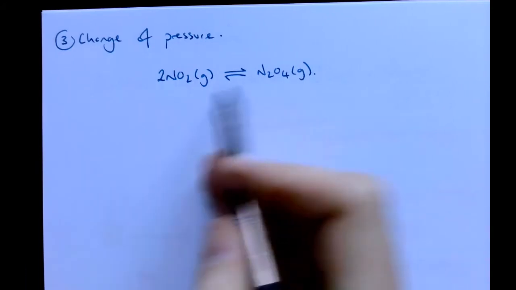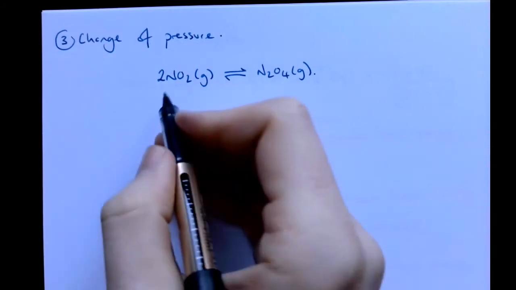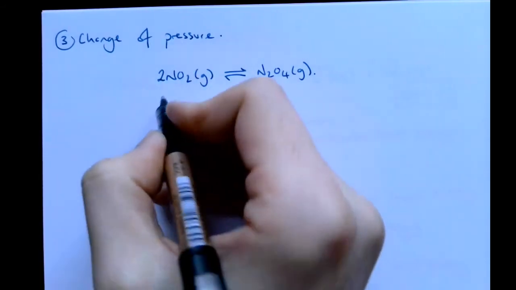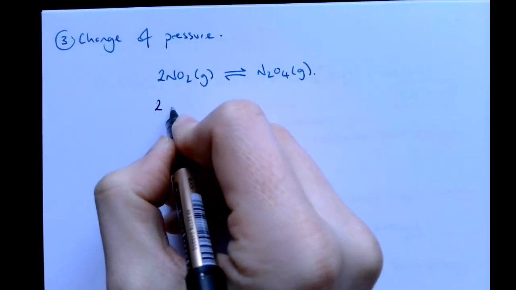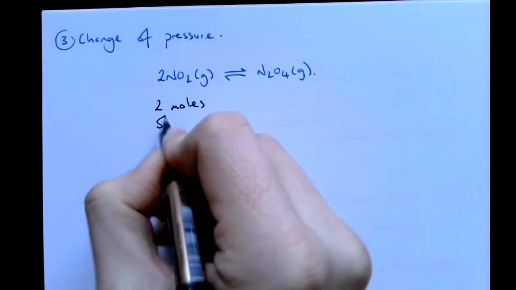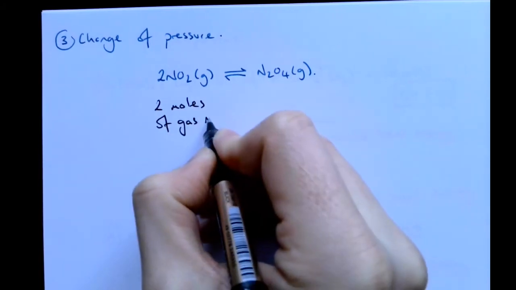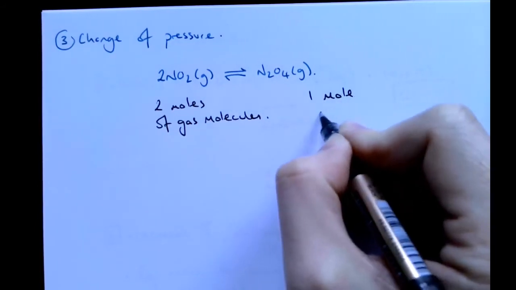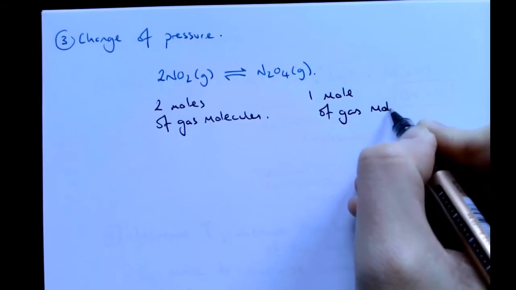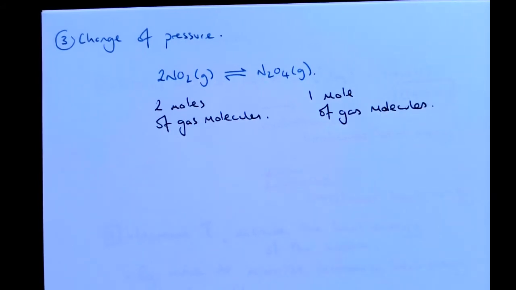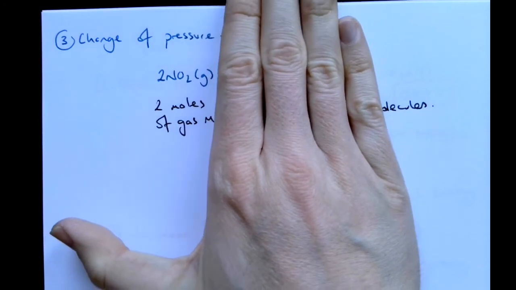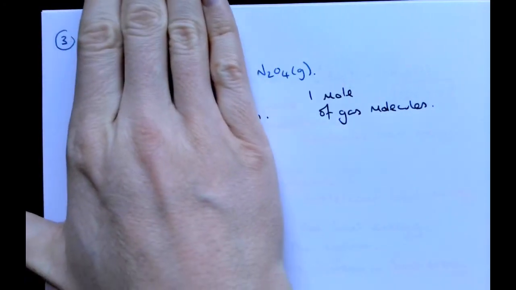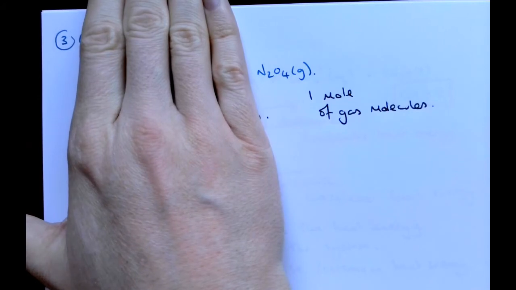We need to look at the number of gas particles. So over here on the left-hand side, 2 moles of gas molecules. And over here on the right, I've got 1 mole of gas molecules. So you can imagine if it was a situation where it was just one of these gases, so if it was just NO2 gas, or if it was just N2O4 gas, which one would have the higher pressure?